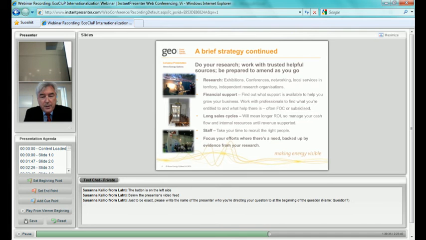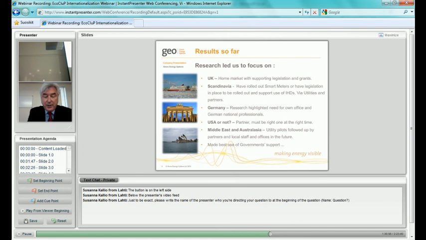The other point that Rachel is keen to make is the importance of taking time to recruit the right people. Because if you've got the right people in the business, it'll go well. So, in summary, focus your efforts where there's a need, back it up by evidence from your research, and have the right people in place to implement it for you.